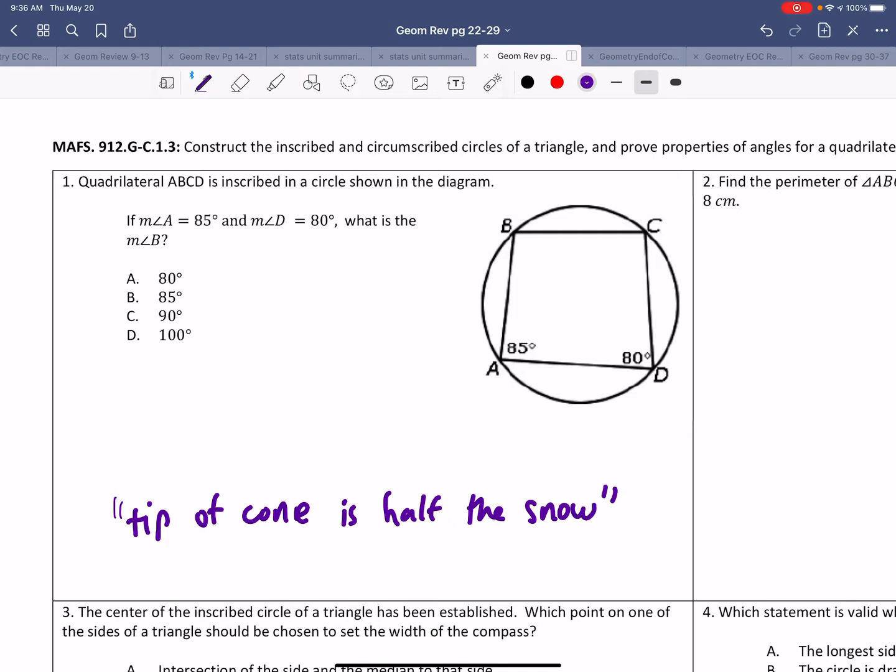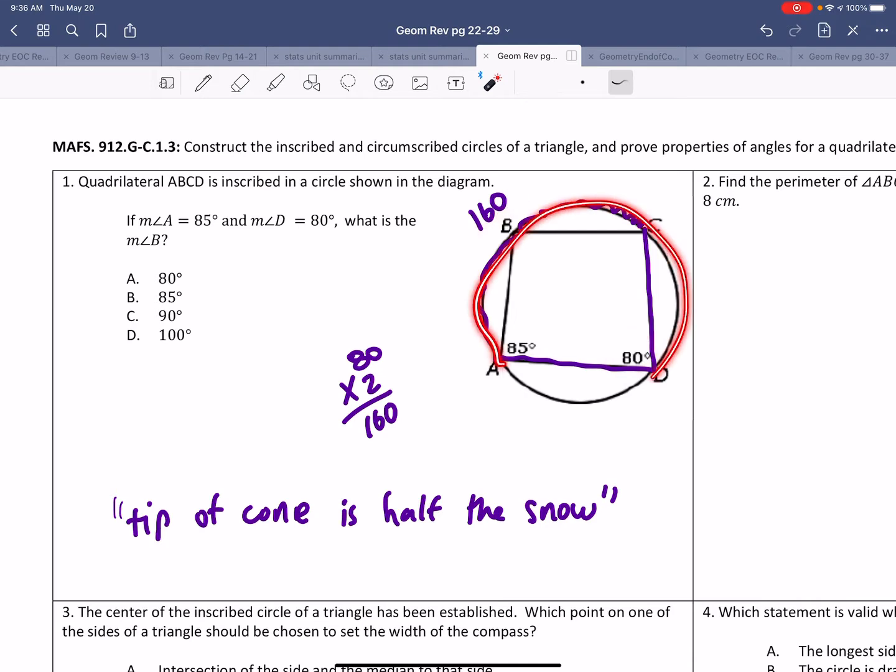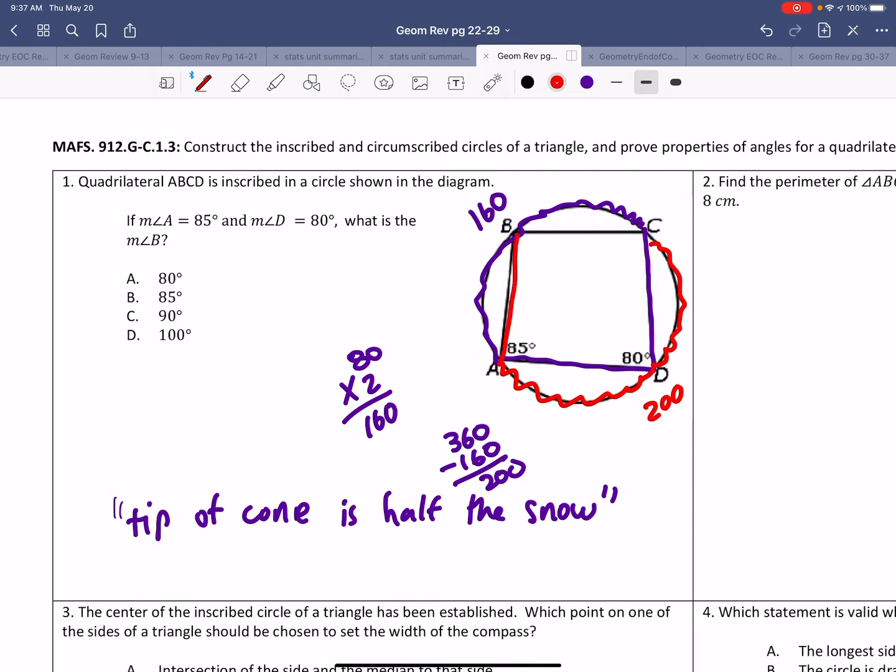So this is a question we want to make sure we get right. If we see this cone, the snow would be 160, right? Because 80 times 2. The tip of the cone, 80, is half of the snow, 160. We also know all the way around is 360. So that leaves 200 degrees of snow on the outside, which means the tip of this cone would be 100.